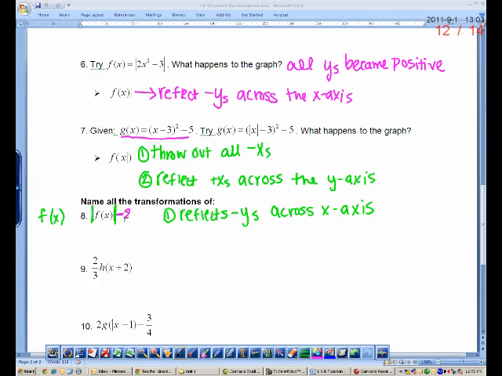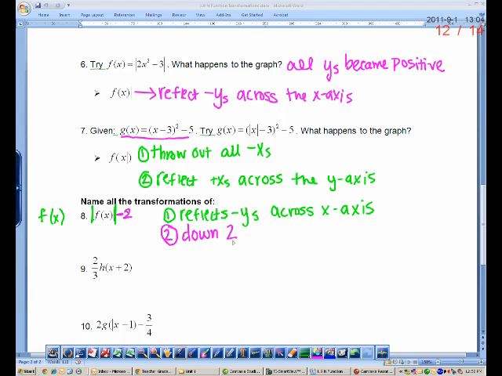Good. We need to deal with this minus 2. It's on the outside of my function, so it's going to move us down 2. All right?